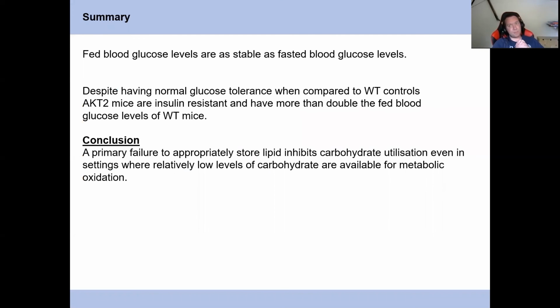Okay, so summary, and we're coming to the end. Fed blood glucose levels are as stable as fasted blood glucose levels. Despite having normal glucose tolerance when compared to wild-type controls, AKT2 knockout mice are insulin resistant by definition and have more than double the fed blood glucose levels of wild-type mice. So the conclusion would be that a primary failure to appropriately store lipid could inhibit carbohydrate utilization, even in settings where we've got relatively low levels of carbohydrate available for metabolic oxidation. So even on the high-fat diet, that mixed meal effect is screwing things up.